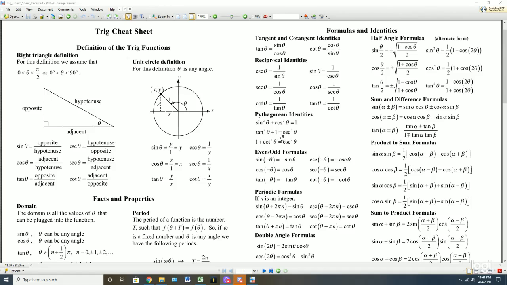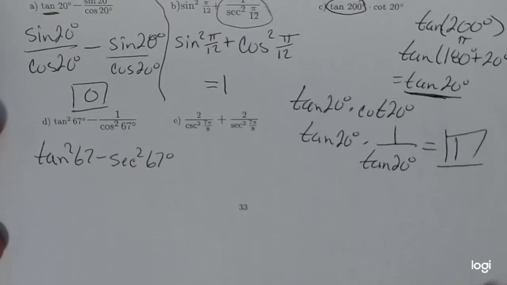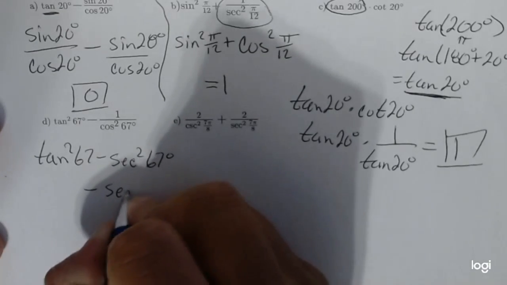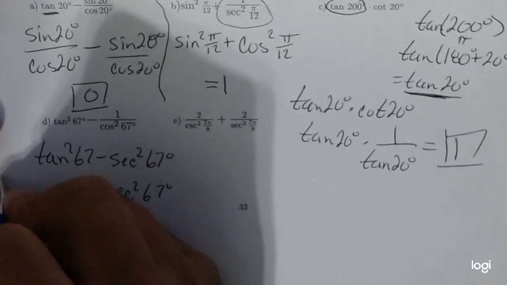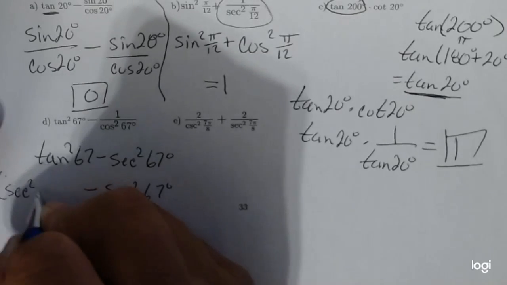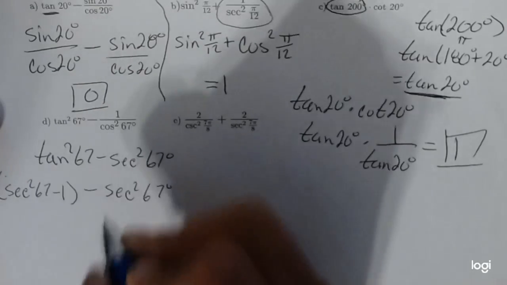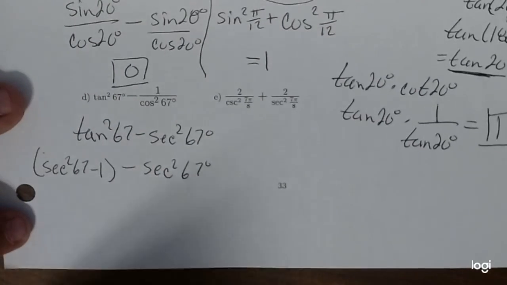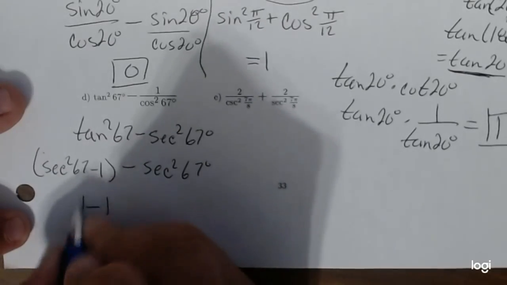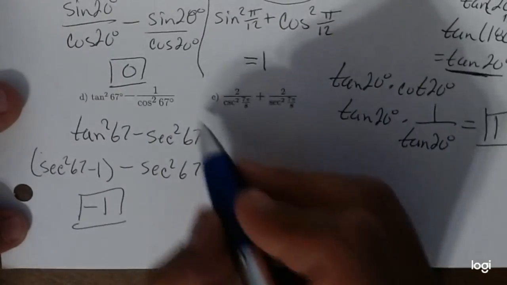So I can rewrite this, right? Let's say I want to solve for tangent, for instance. If I want to solve for tangent, therefore I subtract the 1. So I have secant squared minus 1. So if we go back over here, I can rewrite this as secant squared over here. And now this is going to be secant squared of 67 minus 1, like that. Now notice the secants cancel, and we get negative 1 as our answer.